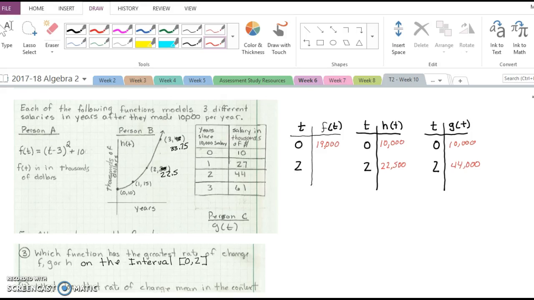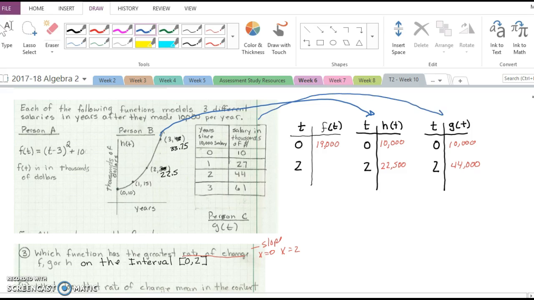In this problem, you've been asked to figure out which function has the greatest rate of change. Rate of change would just be slope between x equals 0 and x equals 2. So we need some rise over runs, and really we need data in a table, and so I've just copied from the graph and made a table, and I've recopied the table of G just for 0 and 2, because those are the x's we want.